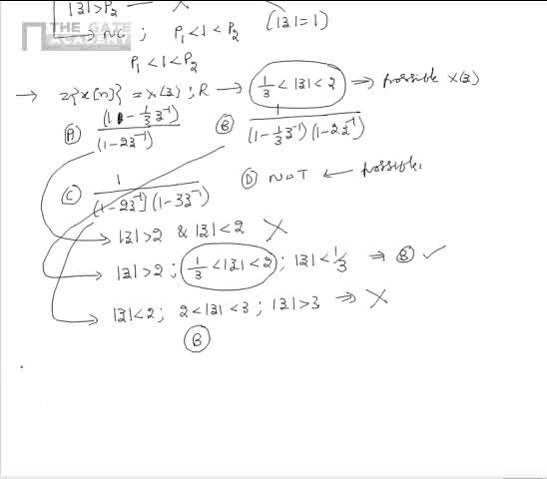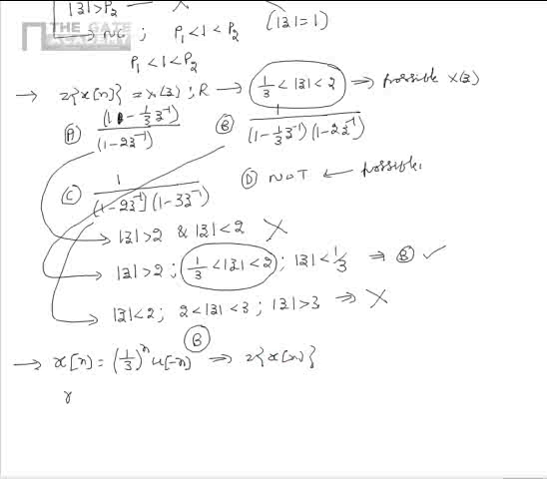Now let us look into another problem, in which it is given that there is a signal x(n) = (1/3)^n u(-n). We need to find the z-transform of x(n).